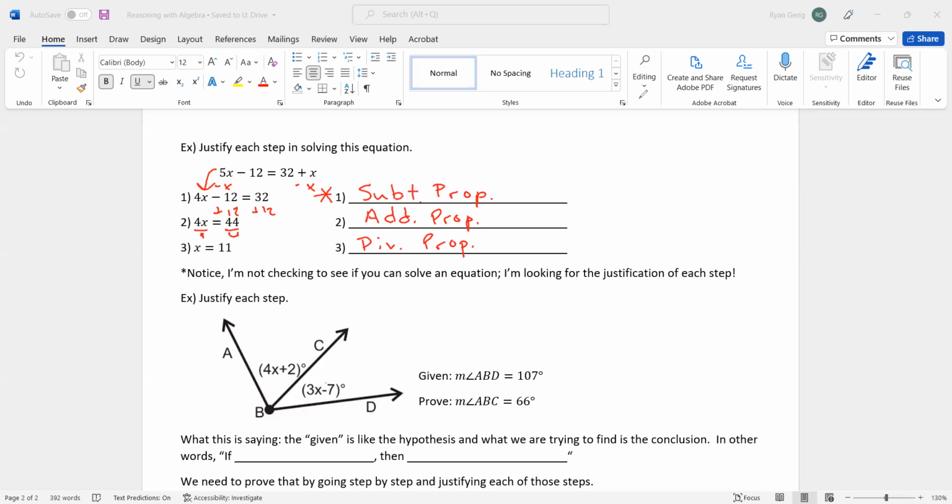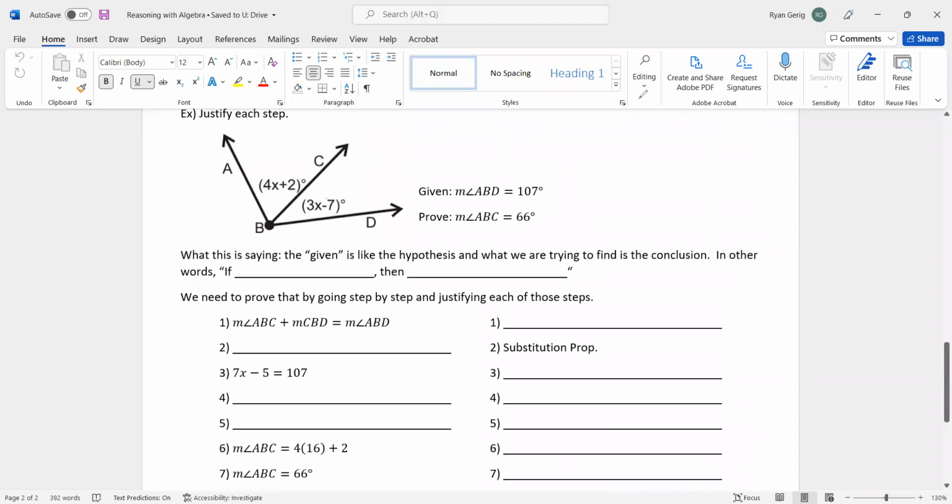Again, notice I am not checking to see if you can solve an equation. That's not what I did there. I'm looking for the justification of each step. Now we're going to apply it to some geometry. A few more steps in this one. So let's justify each step.